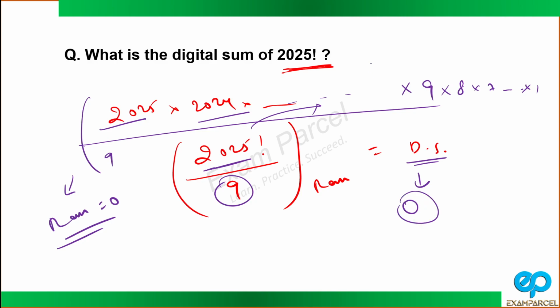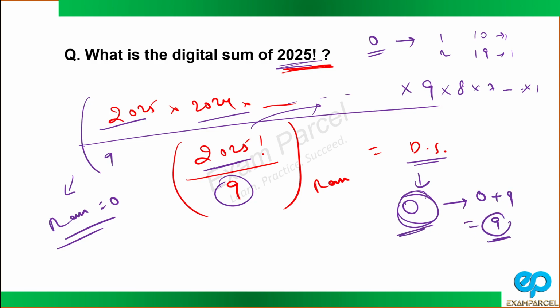No. See, any number other than 0 can't have a digital sum of 0, right? For example, 1, so the digital sum is 1. 10, the digital sum is 1. 19, again 1. So whenever we get a digital sum of 0 and the number is obviously non-zero, we can say that the digital sum is nothing but 0 plus 9, which is 9. So whenever you get a digital sum of 0 for a non-zero number, you can say that your digital sum is nothing but 9. I hope you got the point.